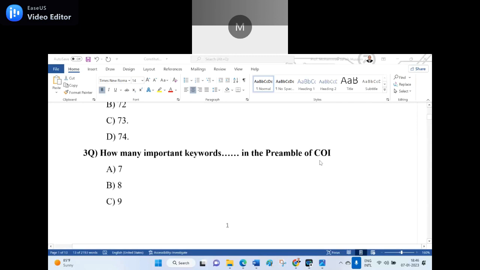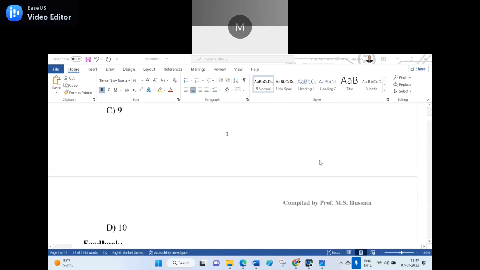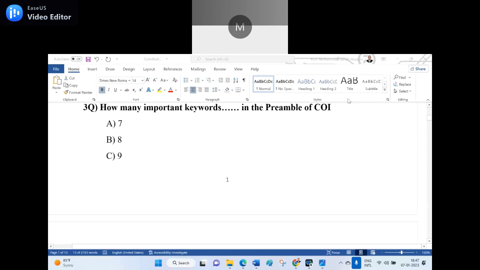Third question. How many important keywords are there in the Preamble of the Constitution of India? Option A, 7. Option B, 8. Option C, 9. Option D, 10. In the Preamble, the keywords.